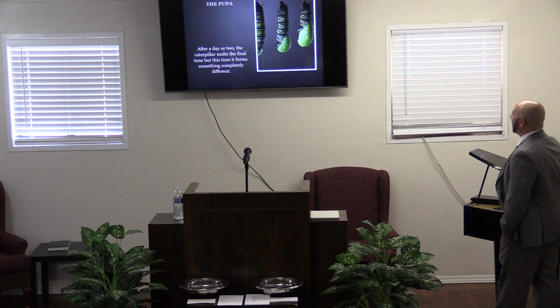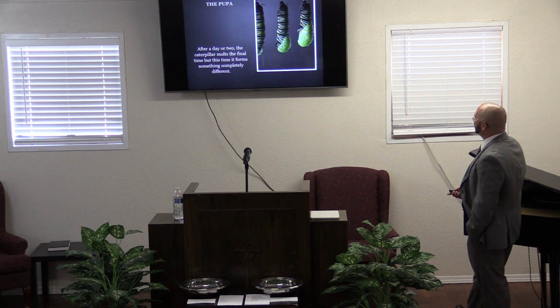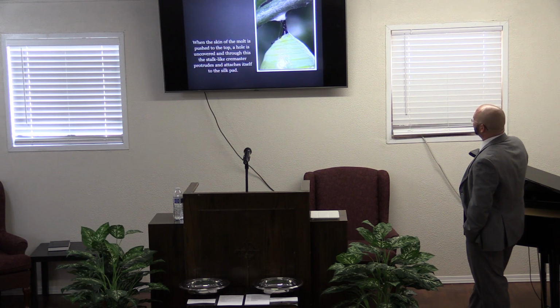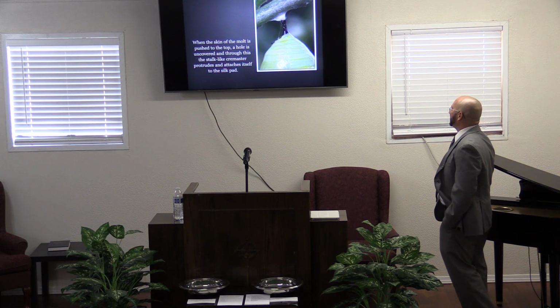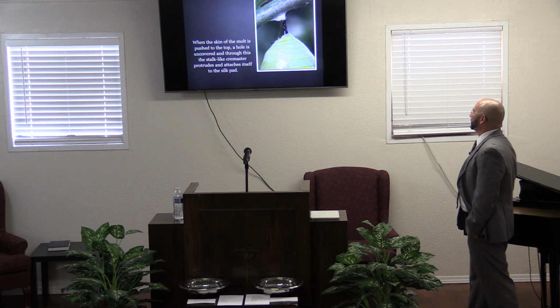After a day or two, the caterpillar molts the final time, but this time it forms something completely different. So there it is, the skin coming off of it. At this stage, the mysterious cremaster appears. This is an absolutely essential step since it has been hanging by its prolegs, but these will be shed with the final molting. When the skin of the molt is pushed to the top, a hole is uncovered, and through this, the stalk-like cremaster protrudes and attaches itself to the silk pad.